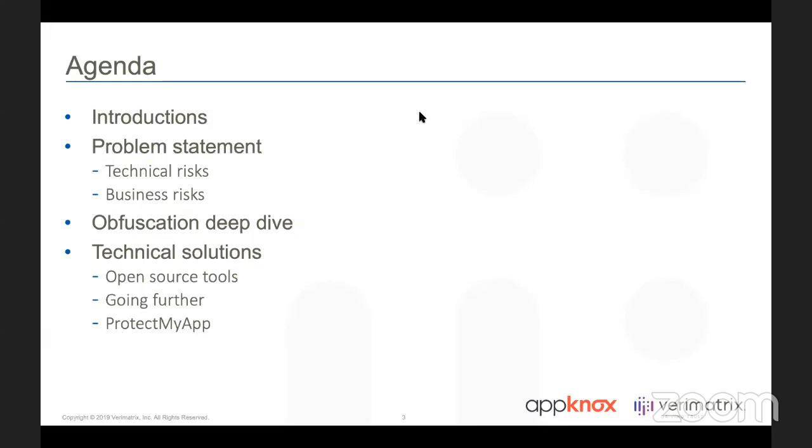We'll also look into the problem statement, a brief overview of what the risks are, and what problem we're trying to solve with obfuscation. It's always important to understand the problem before you start looking for solutions.